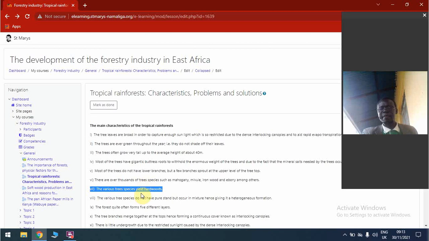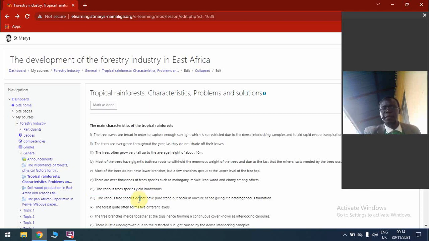They are mixed together, and therefore it gives it lack of pure stand. Then another thing that you need to know about the tropical rainforest is that the tree species produce hardwoods. For example, we have the mahogany, they produce hardwoods. We have the nivule, they produce hardwoods. We have the ironwoods. We have the ebony. Ebony, I think, produces the hardest stuff in the tropical rainforests.